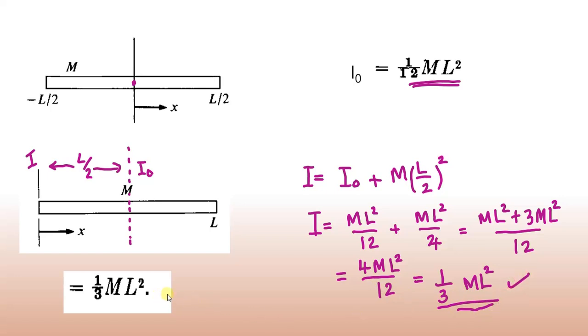So, we get the same answer. The moment of inertia of the rod about an axis passing through one end but perpendicular to its length is 1 by 3 ml squared, and we obtain the same result using the parallel axis theorem. Okay. Thank you.